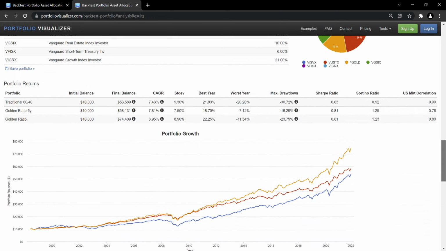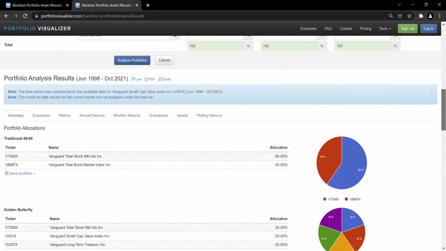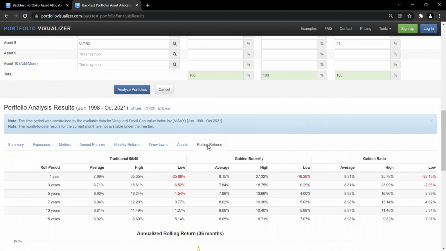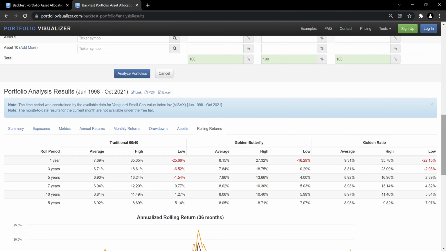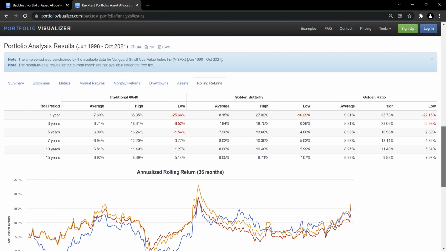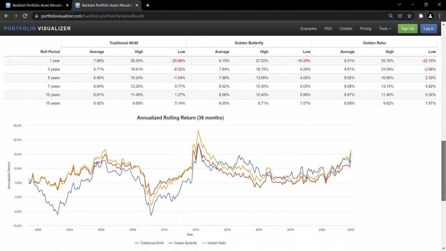And we'll take a look at some of these other metrics then. Looking at the rolling returns, we see that the traditional 60-40 had a tougher time here. It did have a 5-year period where it was underwater, whereas these risk parity style portfolios never had more than 3 years, or not even 3 years, where they were underwater, and only really had an occasional bad year that they recovered from very quickly. And there is a graphical representation of that.